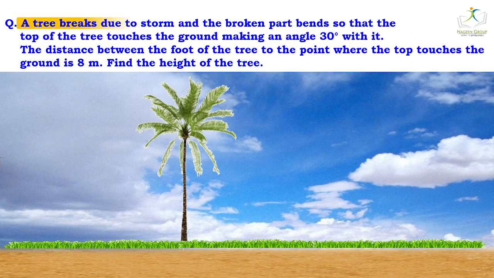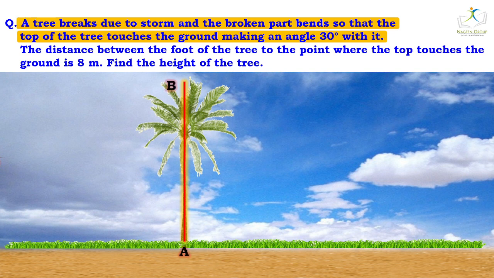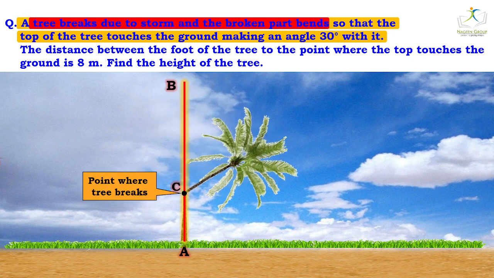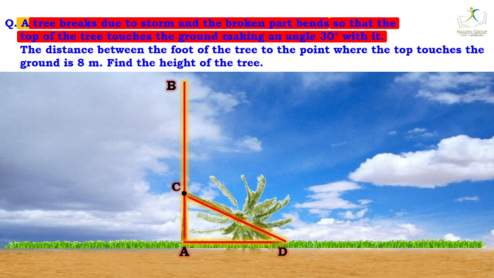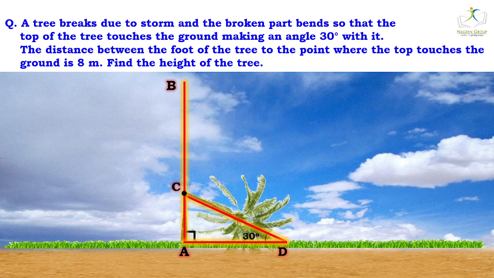So this is a tree. It breaks due to storm. Right? Broken part like this. It breaks and it bends so that the top of the tree touches the ground and makes an angle of 30 degree. Right? The distance between the foot of the tree to the top, it is 8 meter. This is the foot of the tree and this is the top. Find the height of the tree. Total height निकालनी थी, right?